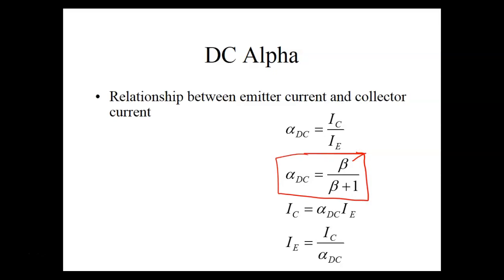So alpha will always be less than 1. Y'all understand why, right? Because you're saying beta over beta plus 1. So that means the bottom number will always be greater than the top number. So alpha will always be less. It's usually in the 90s. And we'll see where that comes into play. So DC alpha is actual IC over IE. So all these formulas are in the formula sheet.